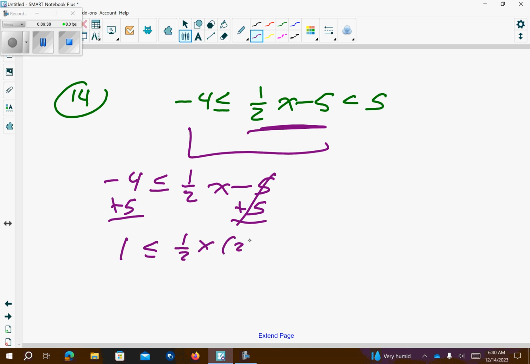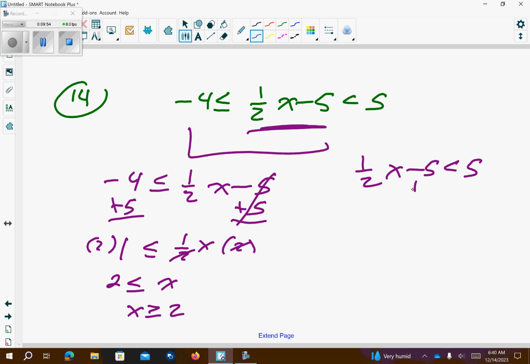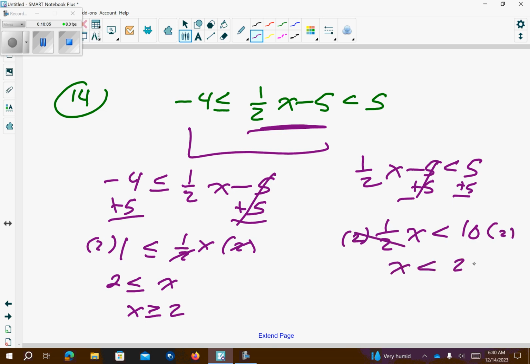Then multiply both sides by 2. These cancel, so I'm going to get 2 is less than or equal to x. Flip this over so you know which direction to shade. And then do 1/2 x minus 5 is less than 5. Add 5 to both sides. Those cancel. 1/2 x is less than 10. Multiply both sides by 2. Those cancel. X is less than 20.